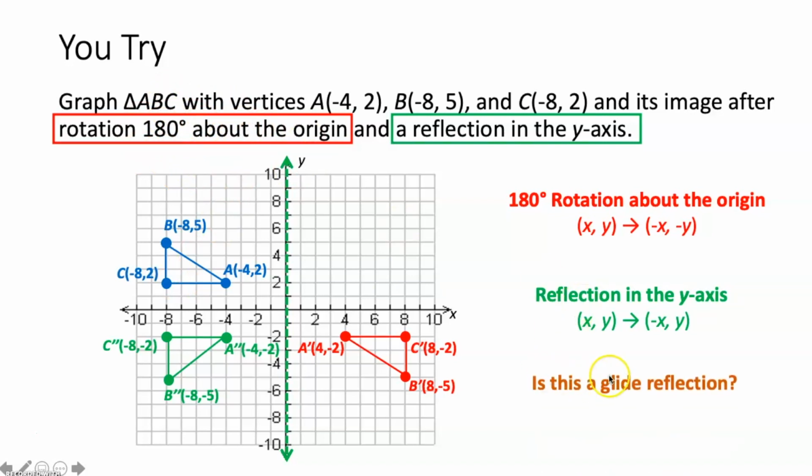Last question, is this a glide reflection? Well, there was a reflection, but there was no glide, there was no translation, there was only a rotation. Therefore, this was not a glide reflection.